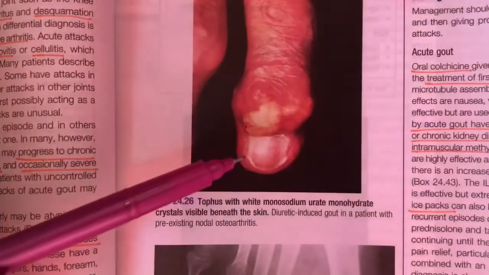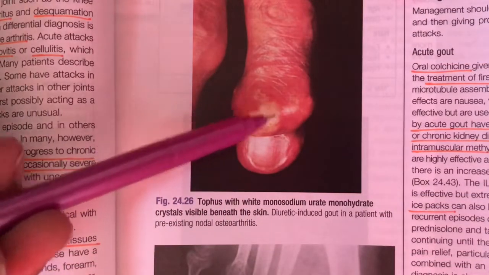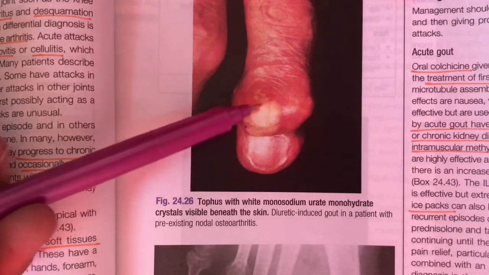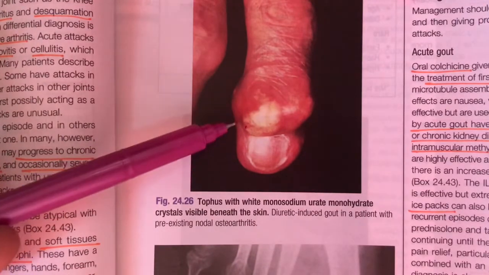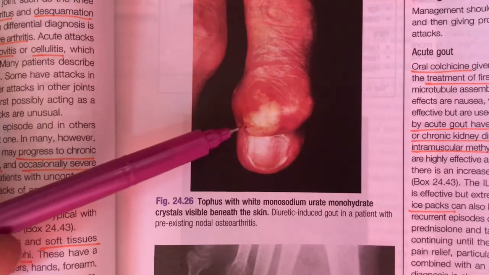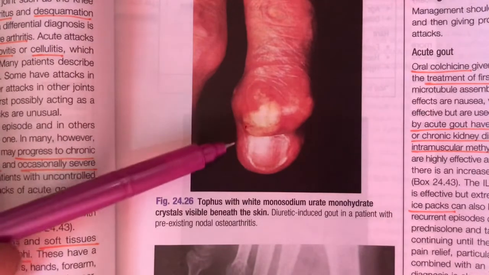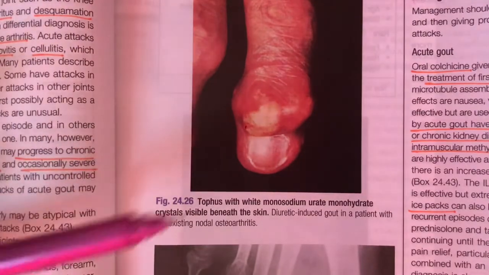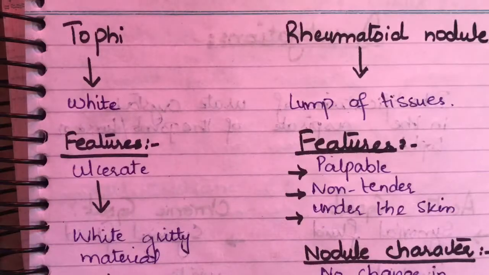When we look at this tophus nodule, we come to know that it is not just a lump of the skin. There is ulceration here, there is bleeding here, there is a sign of inflammation here, and it is mostly not on the extensor surface of the finger. These are the differences between the tophus and the rheumatoid nodule. As we have seen in the pictures before, the color of the tophus is mostly white, whereas the rheumatoid nodule appears as a lump of tissue under the skin.